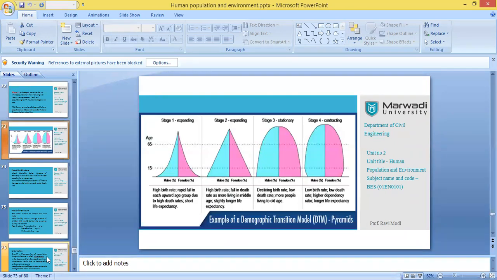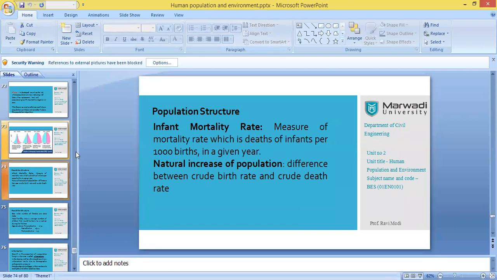So again, this particular graph is being explained with the help of these pyramids also. High birth rate and rapid fall in each upward age due to high death rate and short life expectancy. So this is expanding, stationary, and then it is contracting. So this represents the demographic transition model, that is DTM. I think that is clear for all of you. Now there are some definitions, so let us see them quickly.